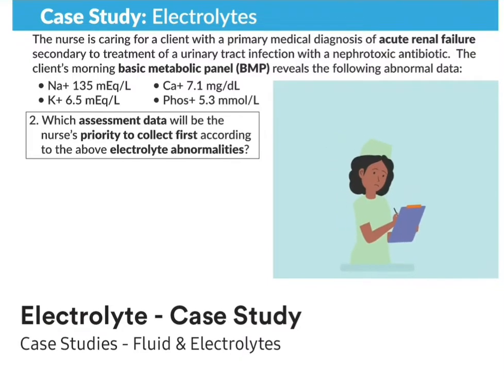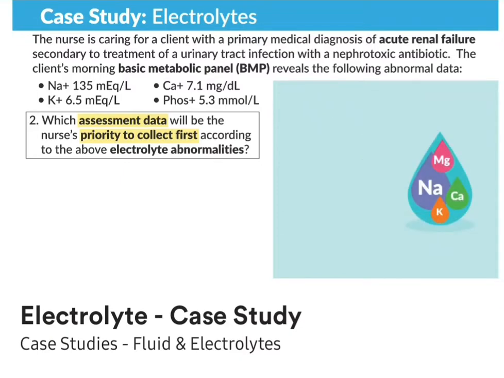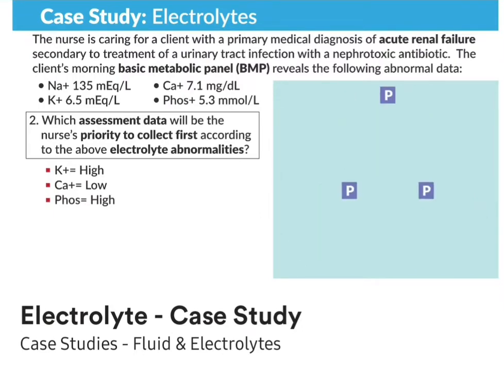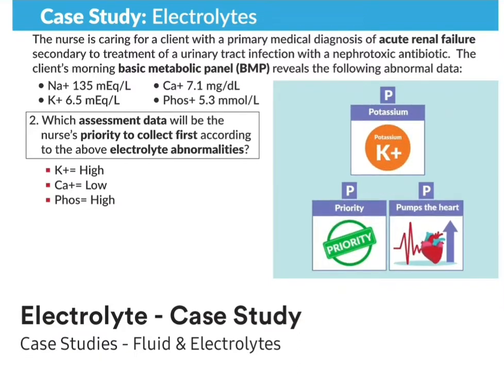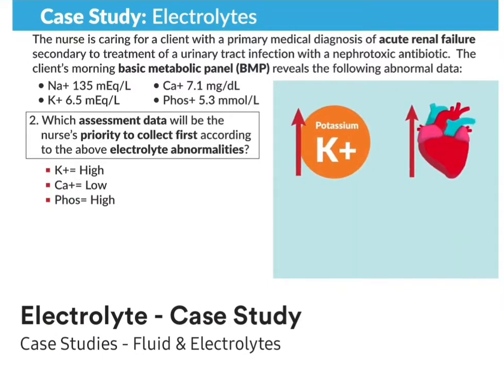All right, look at the key words here. The assessment data that is priority to collect first. So once again, any priority question, always think what kills the client the fastest. So in this case, we have potassium that's high, calcium that's low, and phosphate that is high. So we know that the 3 P's of potassium, remember, P for potassium is priority since it pumps the heart muscles. So with high potassium, we have high pumps. Huge risk for cardiac dysrhythmias like VFib and even cardiac arrest.